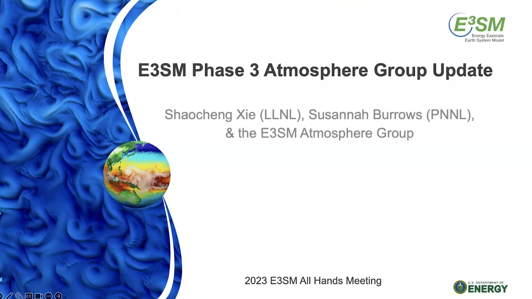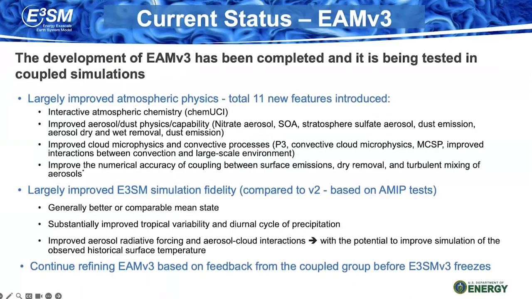So thank you, Chris. Susanna and I have put a few slides together to give you a brief update on what's going on with the Phase 3 Atmosphere Group and also what our future plan is. As you know, the main goal for the Atmosphere Group is to develop the low-res E3SM for various E3SM scientific applications. Our current effort is on the development of the V3 atmosphere model, and also working with the Coupled group to get the V3 E3SM completed by the end of this year.